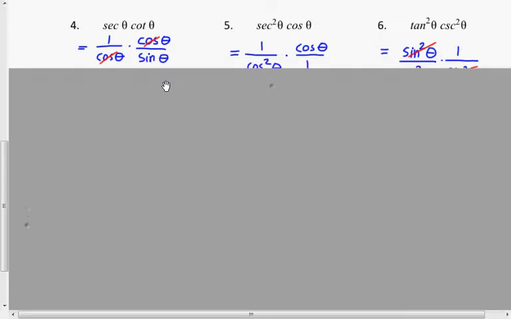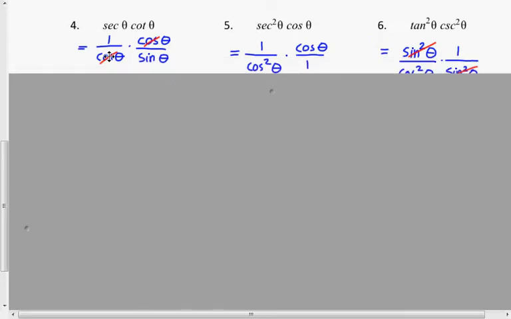Next, I want to look at problems 4, 5, and 6 on the Lesson 7-1 Intro practice problems. Again, I've got secant of theta times the cotangent of theta. If I change this to sines and cosines, the secant is equal to 1 over the cosine, and that's based on one of the reciprocal identities. Secant equals 1 over cosine. And the cotangent is equal to cosine over sine.